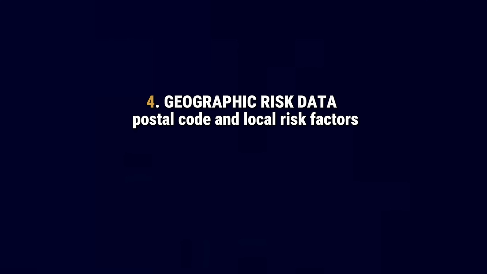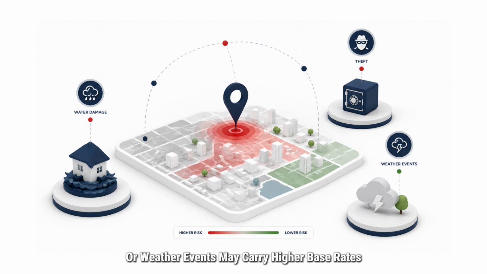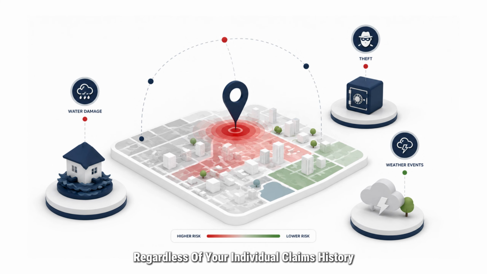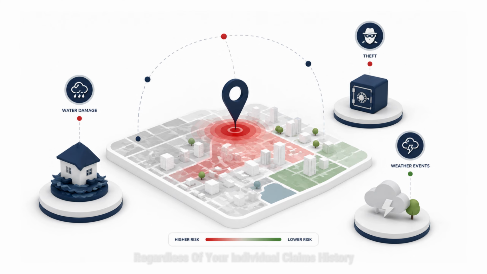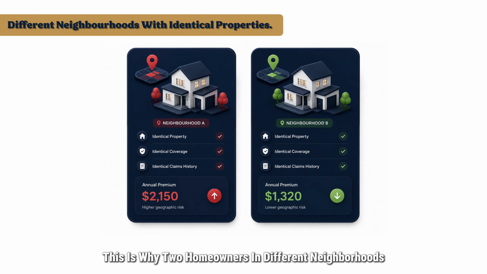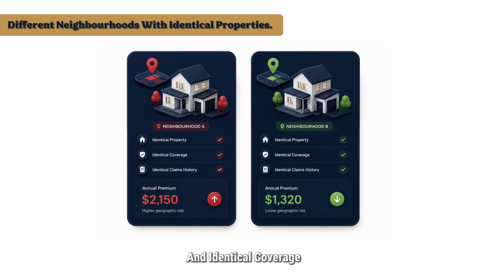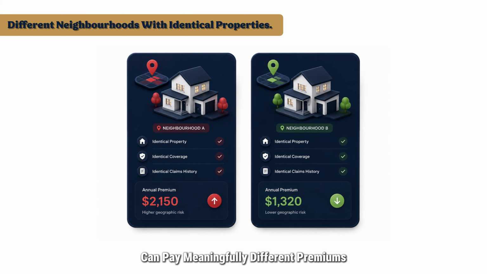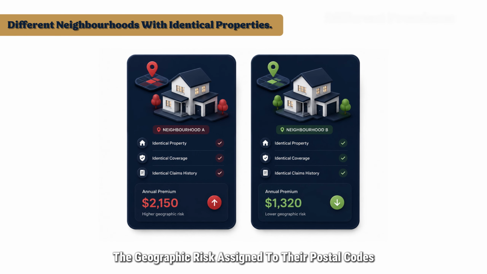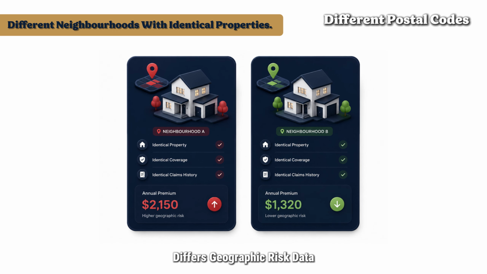Insurers maintain proprietary risk models that assign risk characteristics to specific geographic areas. Your postal code is one of the inputs into your premium. Areas with higher historical claims frequency for water damage, theft, or weather events may carry higher base rates regardless of your individual claims history. This is why two homeowners in different neighborhoods with identical properties, identical claims histories, and identical coverage can pay meaningfully different premiums. The geographic risk assigned to their postal codes differs.